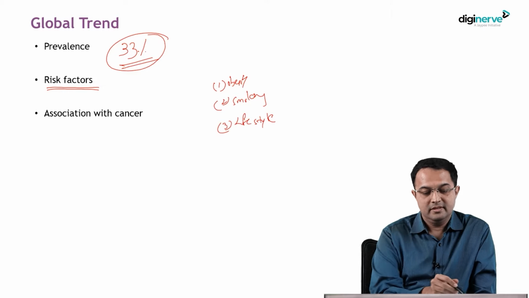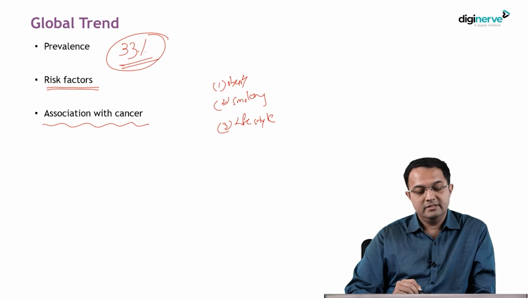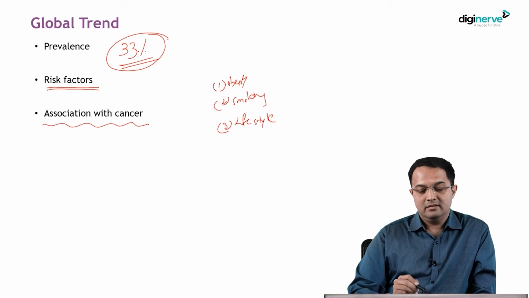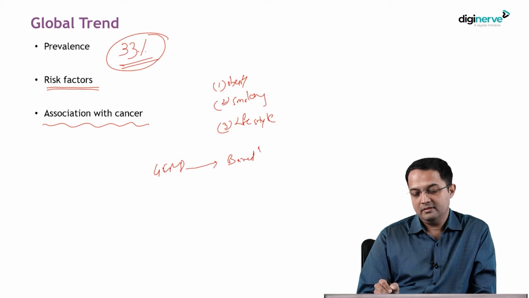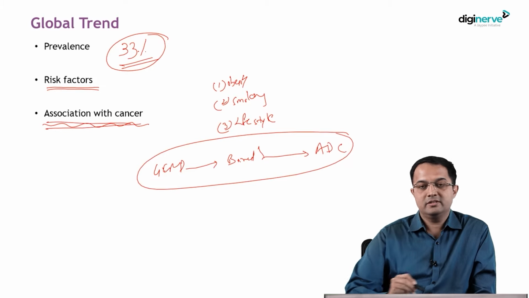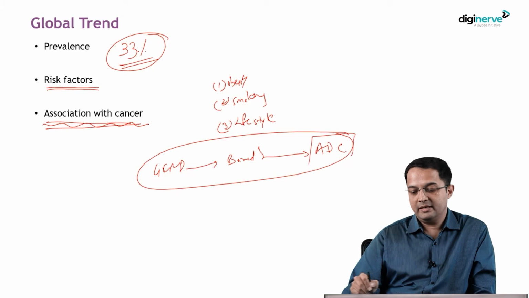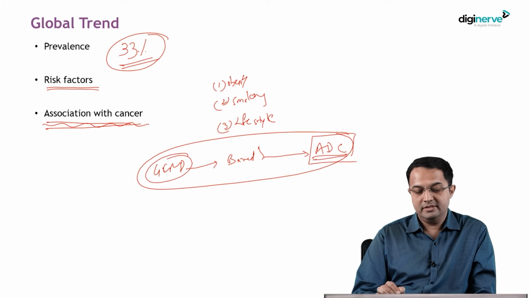Those are the risk factors, and we know that gastroesophageal reflux disease is closely associated with cancer. What will happen is GERD, and some of these patients will have Barrett's, and then these patients may end up having adenocarcinoma. So there is a risk of cancer. In the West, ADC is one of the most common cancers, adenocarcinoma of the lower end of esophagus. That is because of the higher incidence of GERD.